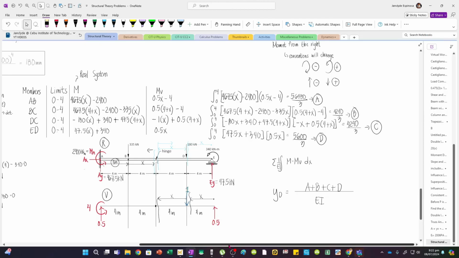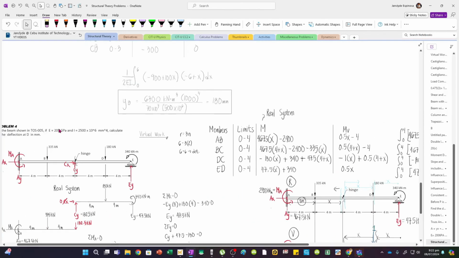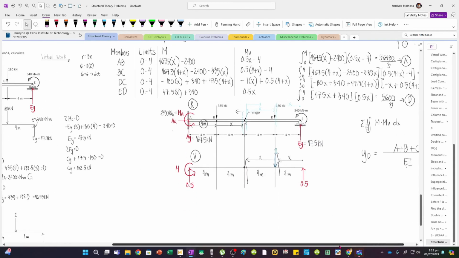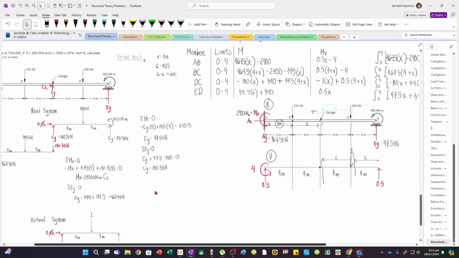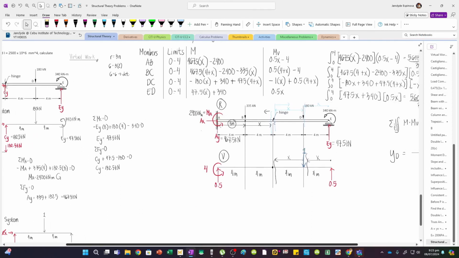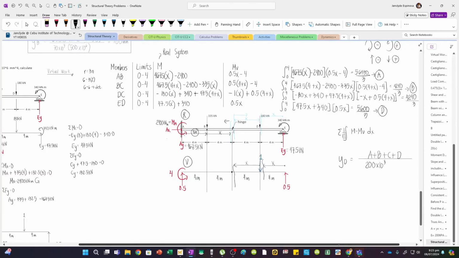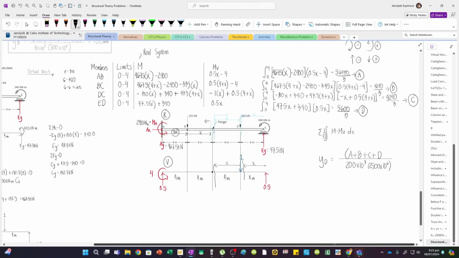Now, what is E? E is 200 GPa. So we're gonna use 200 GPa, convert this to MPa to make the units consistent, and then we have 2,500 times 10 to the 6 mm to the 4th. So 25 times 10 to the 6. Now, A plus B plus C plus D has units of kN m cubed, because we are talking about deflection.